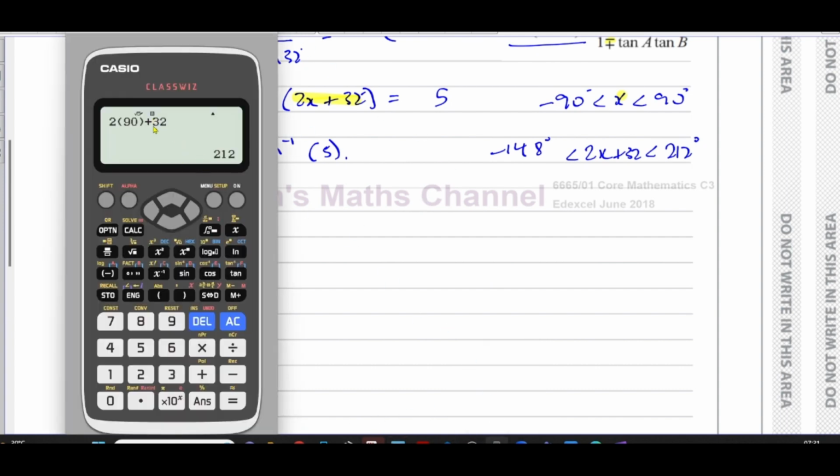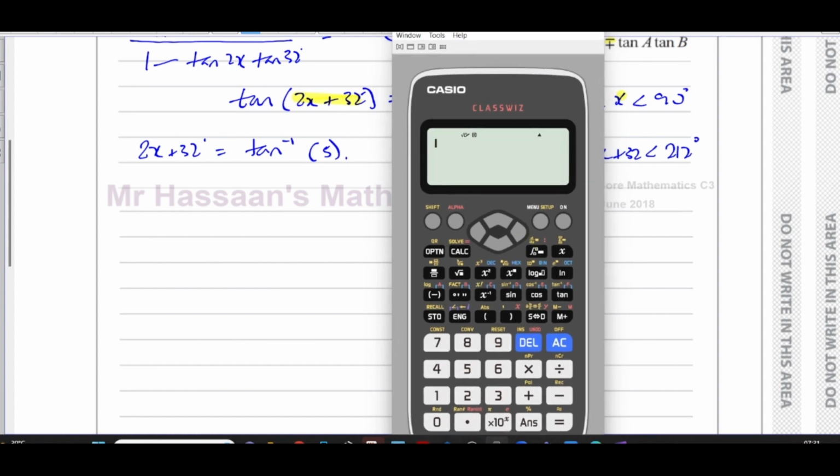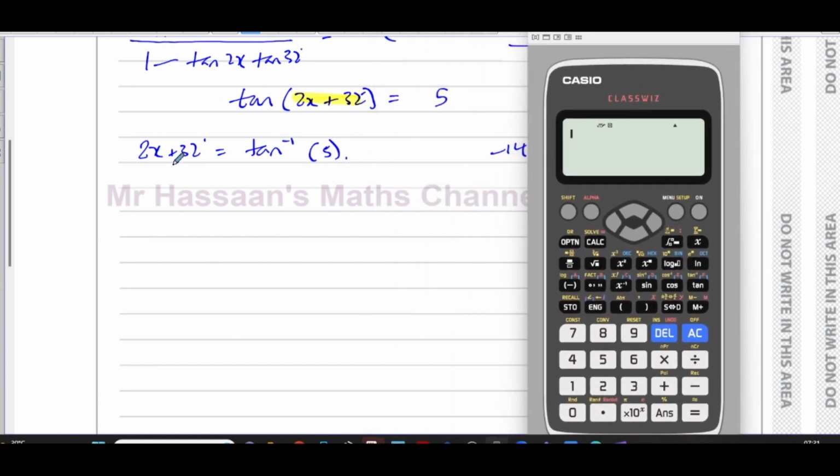The calculator is in radian mode. So I'll press Shift, Menu, Angle Unit, which is 2, and Degree, which is 1. Now we're in degree mode, so we've told the calculator to give us the answers in degrees. Now I'm going to press inverse tan of 5. So Shift, tan, 5, and that will give you my first solution, which is 78.690.